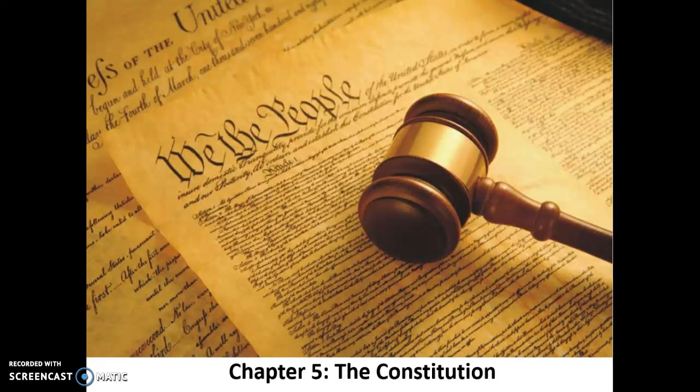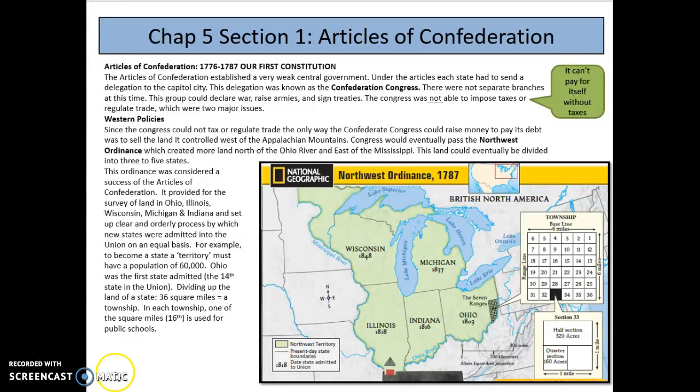We are going to be talking about the Constitution, which is a document that was written 200 years ago and governs your life today, so it is very important. But just a little background in Section 1, there was not a Constitution right at the end of the war. There was actually something called the Articles of Confederation that existed from 76 to 87. It's kind of like our first Constitution.